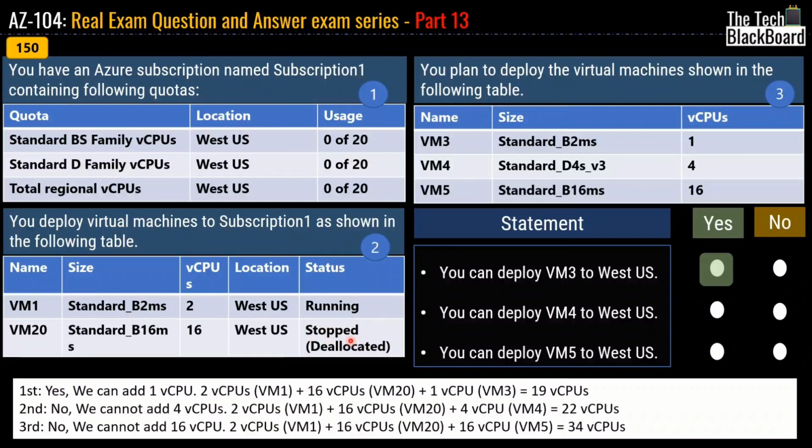One very important point that many people make mistakes on is that they do not count the capacity of the stopped virtual machine. This is wrong, because for a stopped virtual machine, even if it's in deallocated state, the vCPUs are still used.